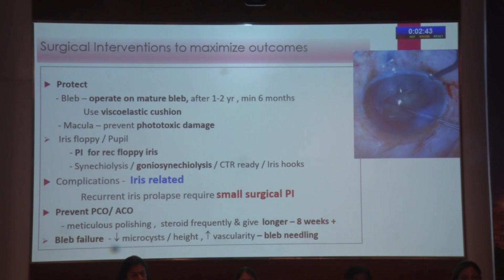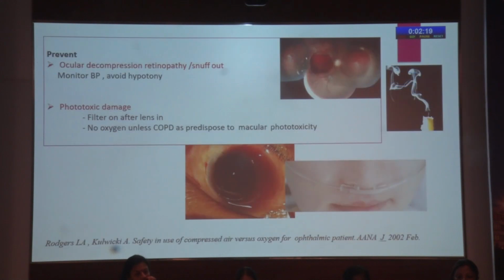IRIS-related complications are pretty frequent. So for the recurrent prolapse, do a small surgical PI subincisional. Prevent PCO and ACO by meticulous, rigorous polishing, and give steroids for 8 to 9 weeks. Bleb failure is common, and the first sign will be reduction of microcysts and macrocysts. Height will remain for some time, and then vascularity does increase. If that happens, do a very early bleb needling. So monitor those failing blebs.